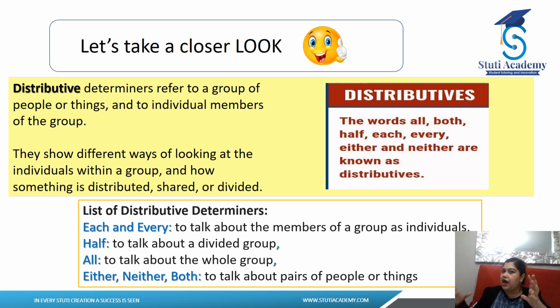Half. We are dividing one group into half. Okay. So all means you're talking about the whole group as one entity. Either, neither, or both. You're talking about pairs. So either these people or these people. Neither means not these, not these. Okay? Neither. Or both means both of them, all of them. So either, neither, or both. These are talking about the pair of people or things.